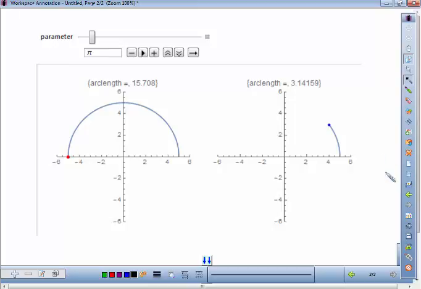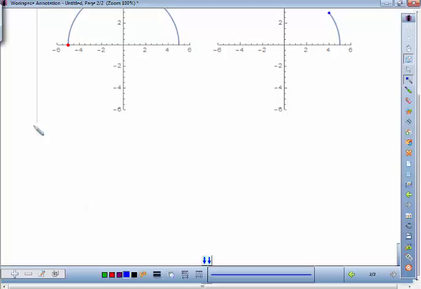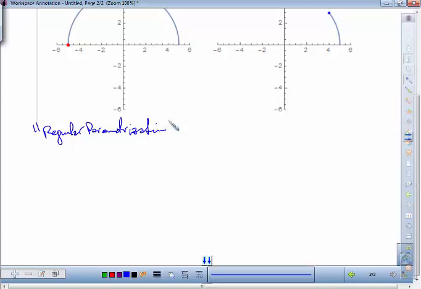And we'll specify that this is a regular parameterization on this side. Well, your r of t is equal to, this has radius 5, so I'll put 5 cosine t, 5 sine t. And this is your parameterization by arc length.